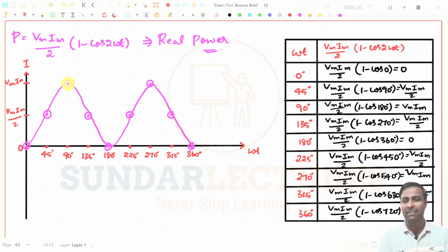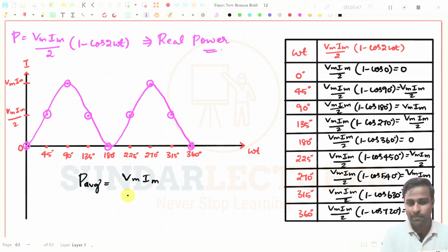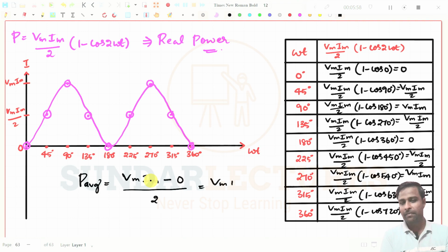So what is the average power? Maximum VM IM minus 0 divided by 2. Average power can be written as P average. What is the maximum power? It is VM IM minus 0, what is this value, 0, divided by 2. And what is this? VM IM by 2. That is the average power, right?